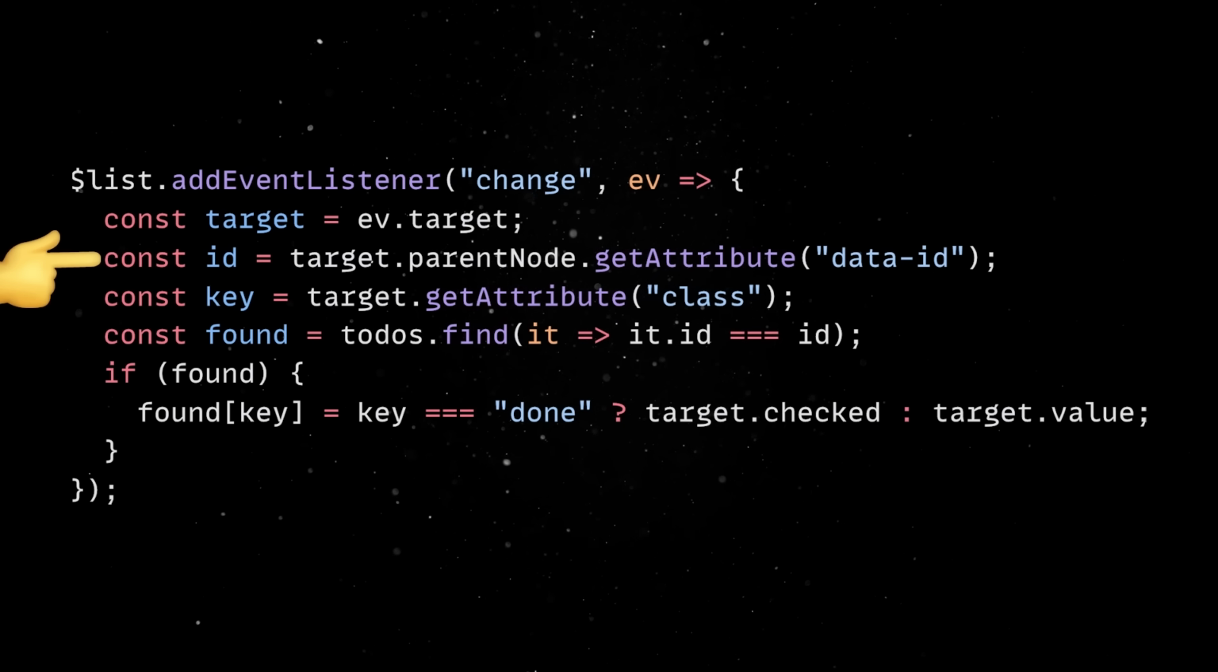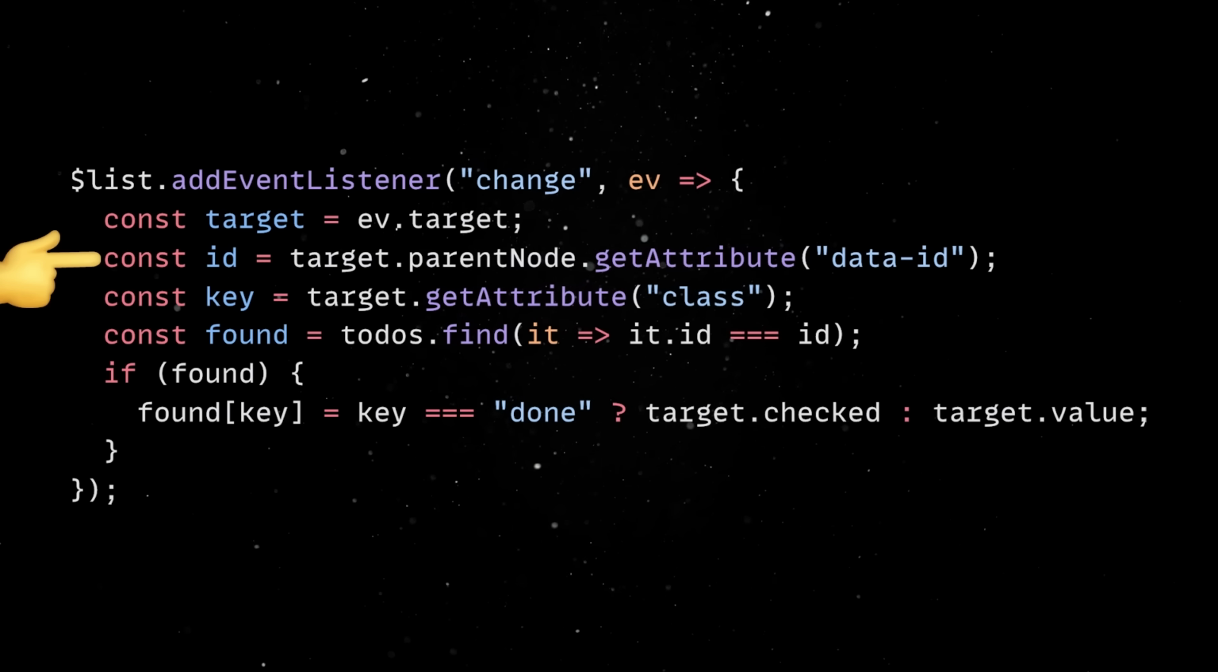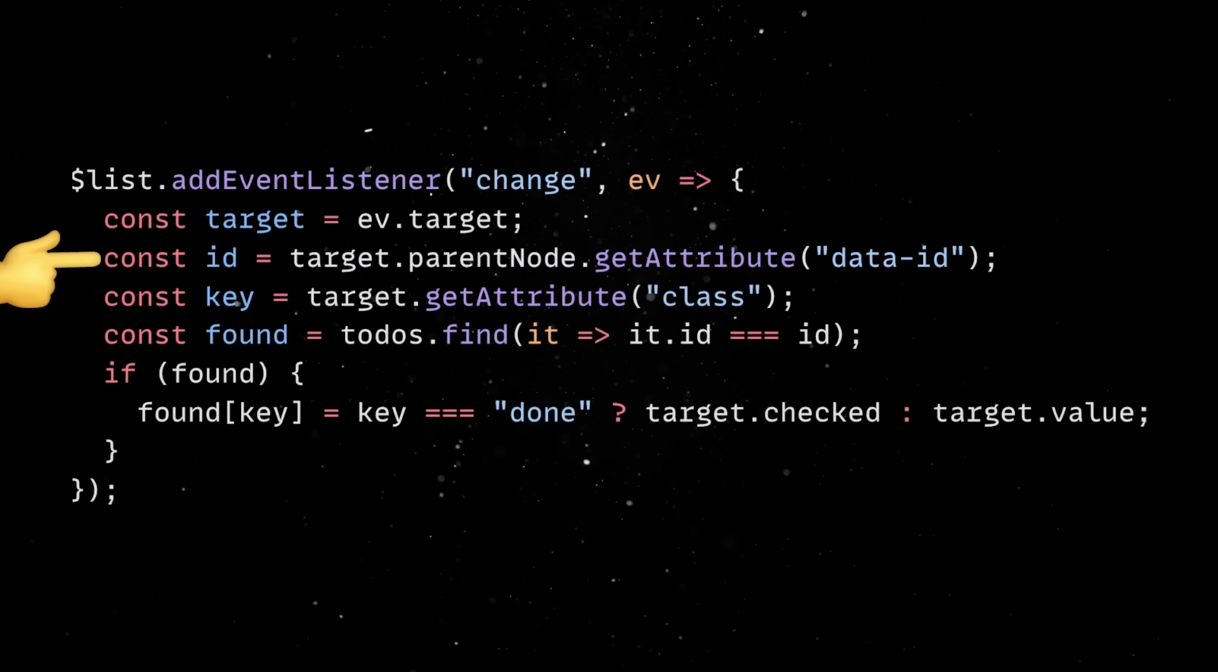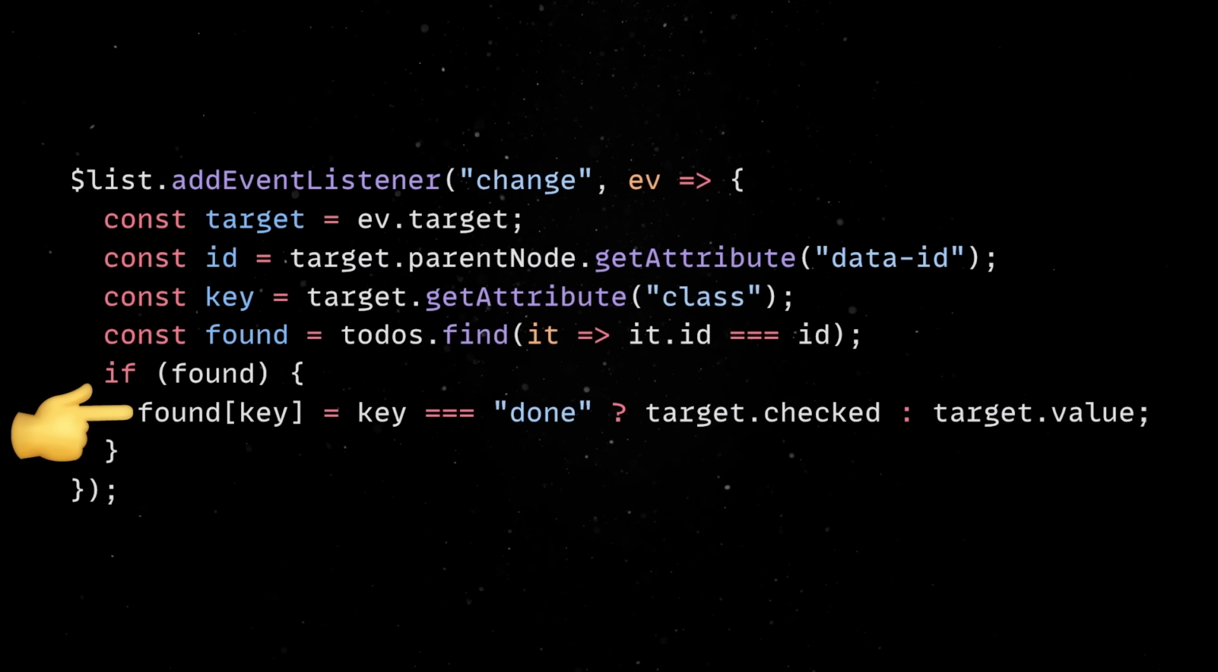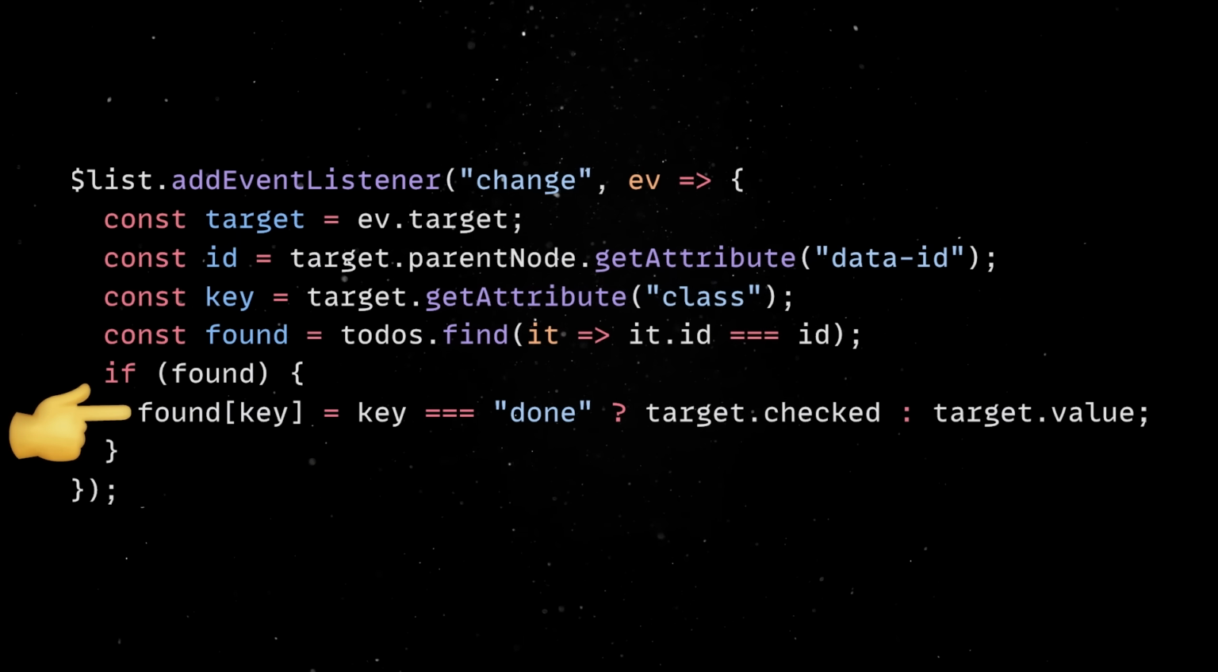Then, we'll get the ID of the task we are changing and the actual field we are modifying. After that, we'll look for the task entry in the to-do list, and, once found, we'll update the actual object with the new value. We should probably spend a bit more time on this code line.